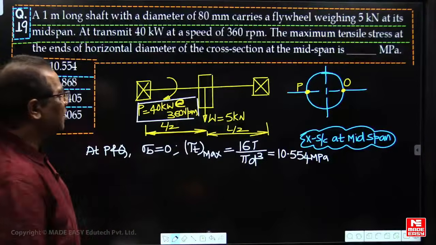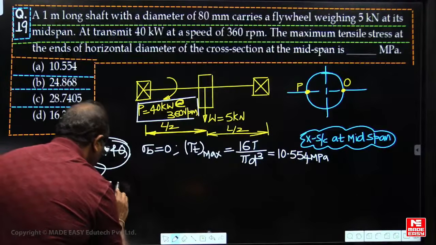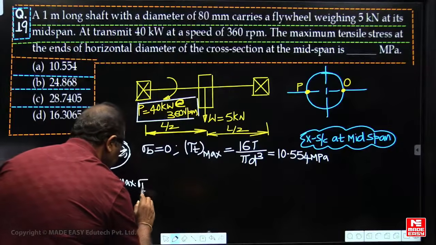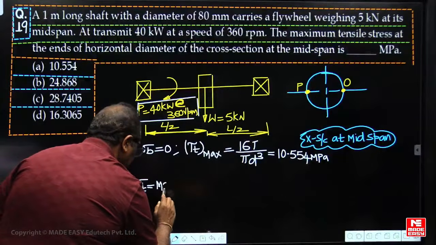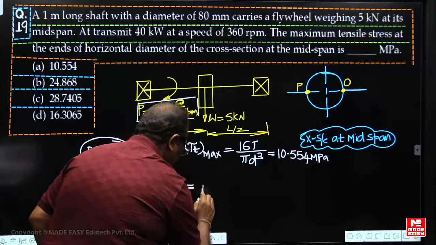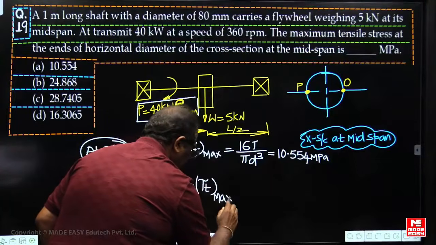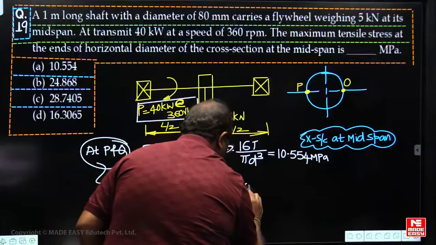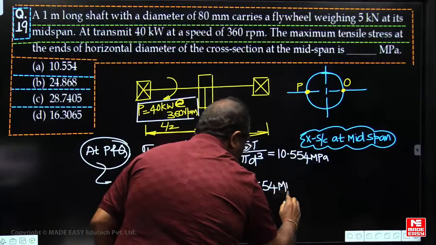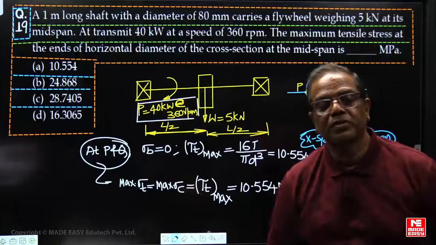So the pure shear state of stress, that P and Q. Maximum tensile stress, maximum compressive stress equal to... answer directly A. But most of the students, what will they do now?